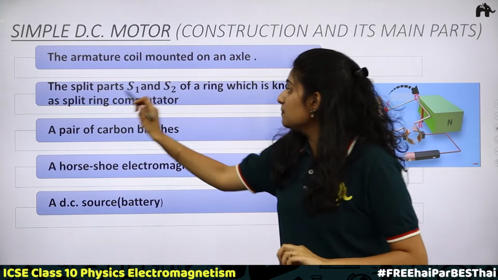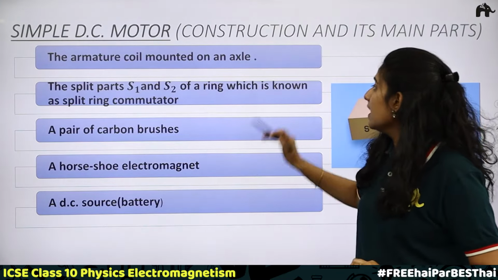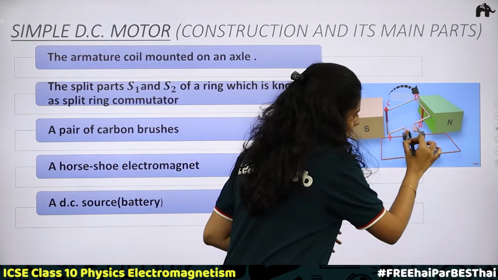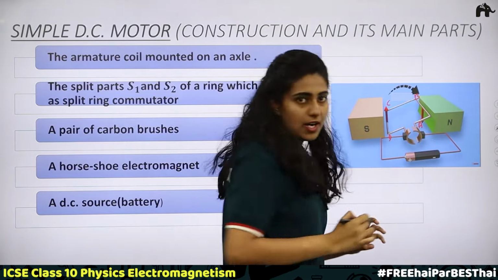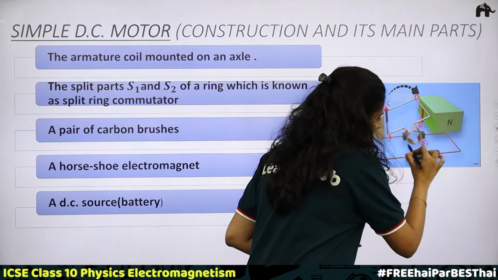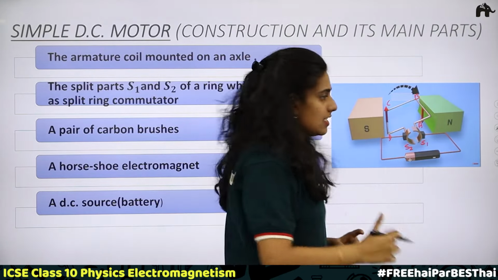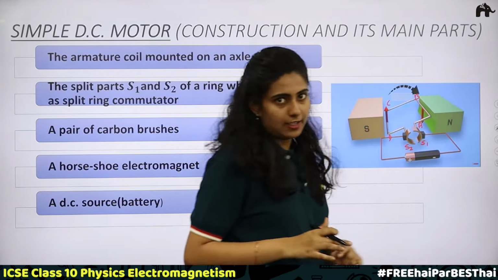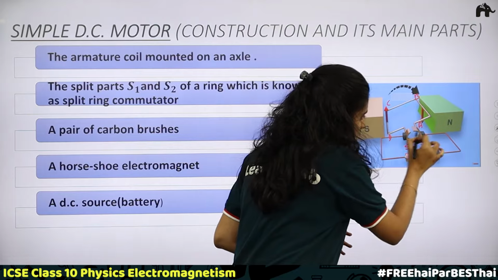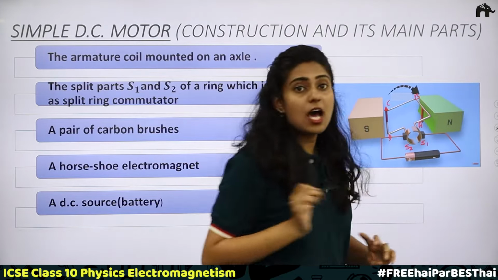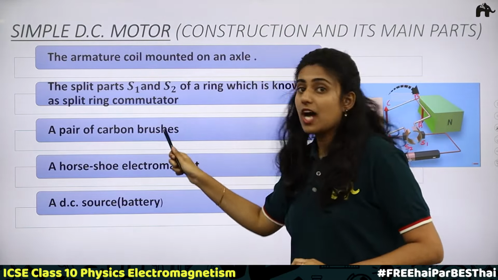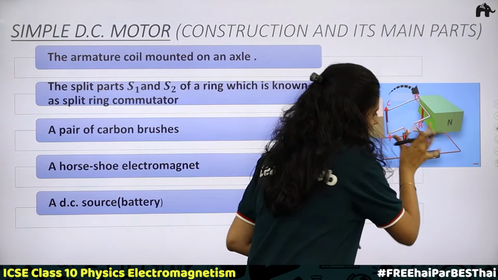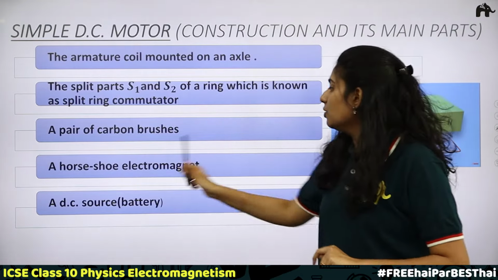Next, you have split parts S1 and S2 of a ring, which is known as a split ring commutator. So this ring is split into two parts. We'll name them S1 and S2. It is connected to the battery and the cell with a wire. Clear? The third one is a pair of carbon brushes. Here you have carbon brushes which fix these split rings. Clear?